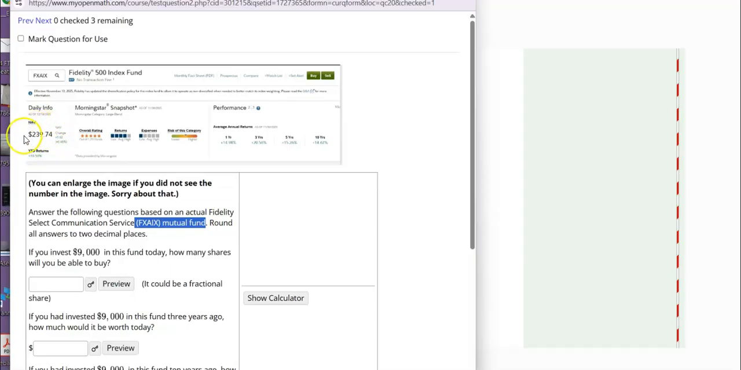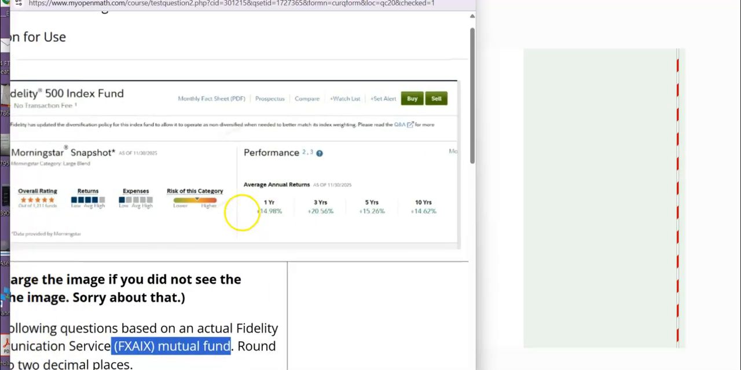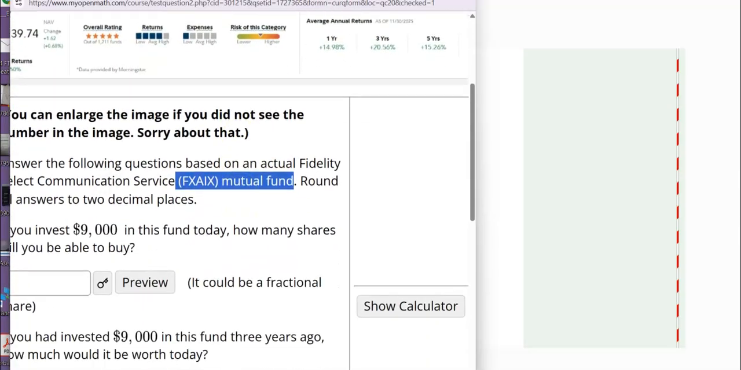So this is the current price of the share of Fxaix. So if you buy one share, it costs $239.74. That's what it says. And here is a return. So the 1 year return is 14.98%, 3 years return is 20.56%, 5 years return is 15.26, and so on. It's called average annual return, also called just the return as well.